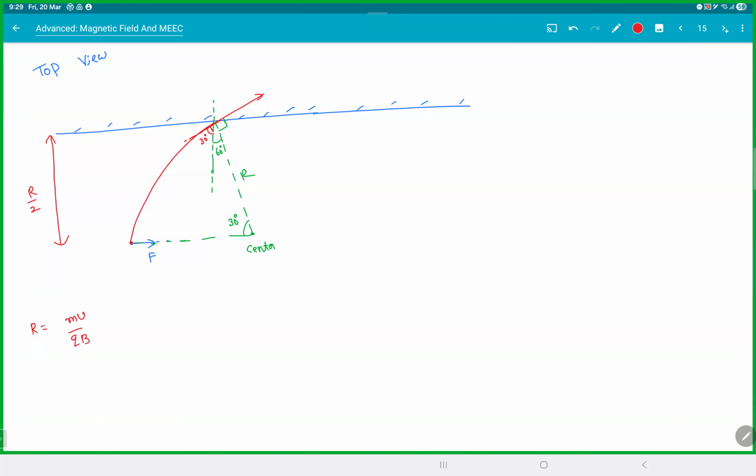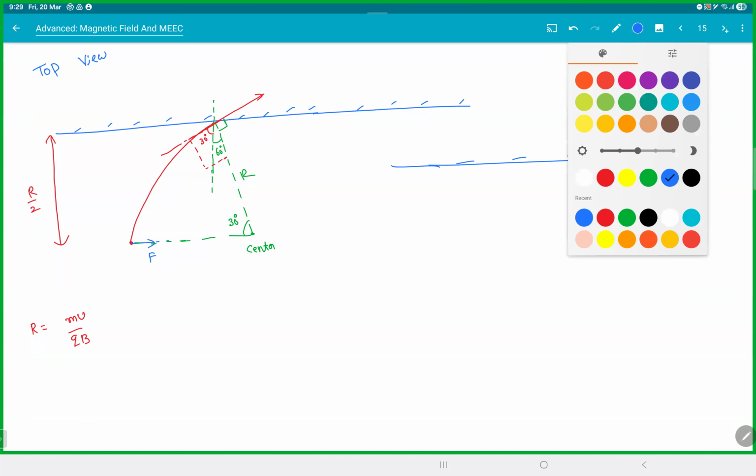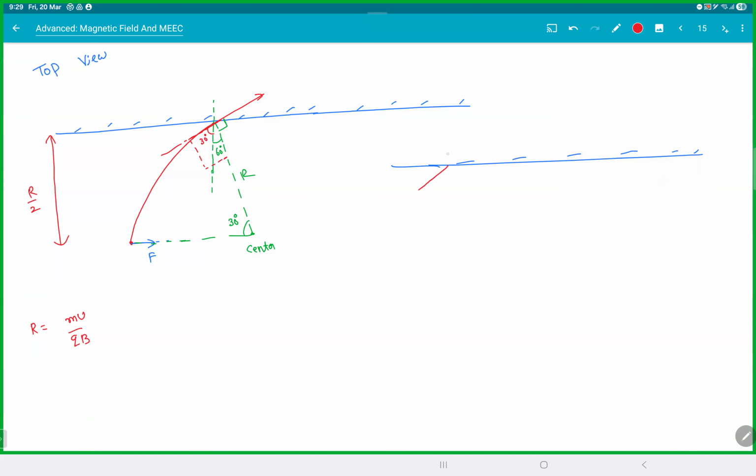Because this whole angle is also 90 degrees, isn't it? This is a tangent, na? So this whole thing must be 90. Perfect. Then you're done. So this guy is hitting here with the normal at an angle of 30 degrees. So you'll bounce back with an angle of 30 degrees.